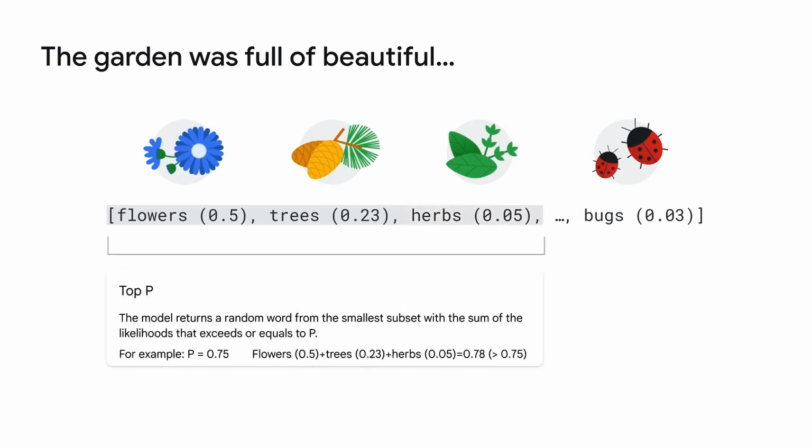The difficulty of selecting the best top K value leads to another popular approach that dynamically sets the size of the shortlist of words. Top P allows the model to return a random word from the smallest subset with the sum of the likelihoods that exceeds or equals P. For instance, P of 0.75 means you sample from a set of words that have a cumulative probability greater than 0.75. In this case, it includes 3 words: flowers, trees, and herbs. This way, the size of the set of words can dynamically increase and decrease according to the probability distribution of the next word on the list.